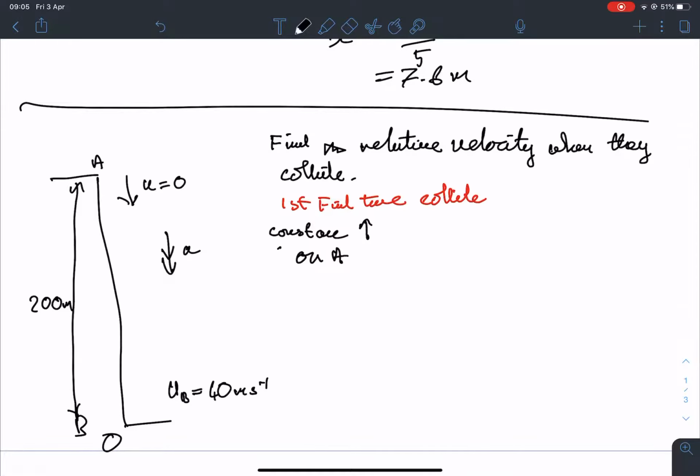So it's the usual routine at the start. We need to find the time at which they collide. So first, find the time they collide.